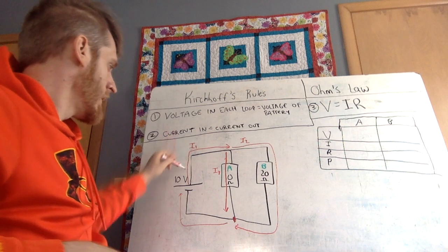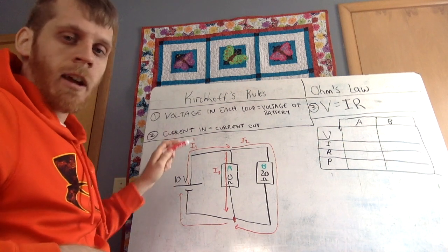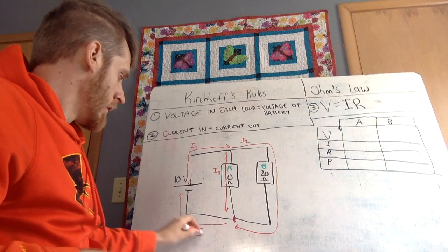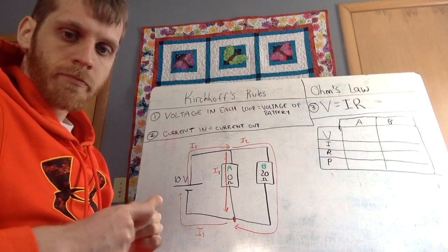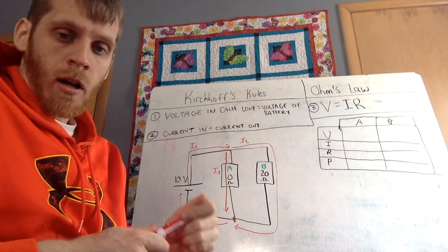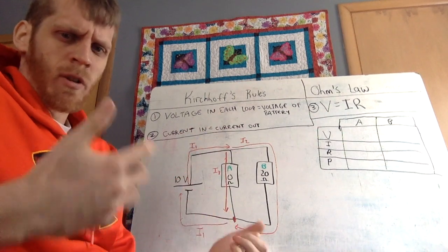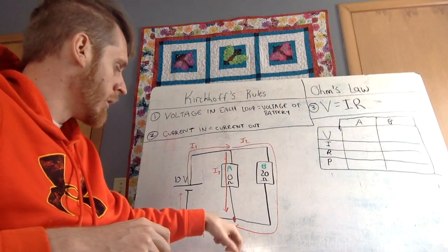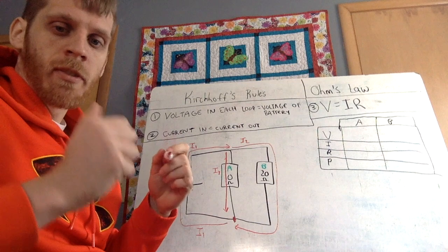Now we know that the current leaving the battery is I1, so you know that the current coming back into the battery is also I1. Okay. Now in the first circuit, we didn't have to use the current in equals current out rule, because we only have one current. But this one actually comes in handy. So if I do the current in equals current out rule, I'll do that in red. I'll start with that first.